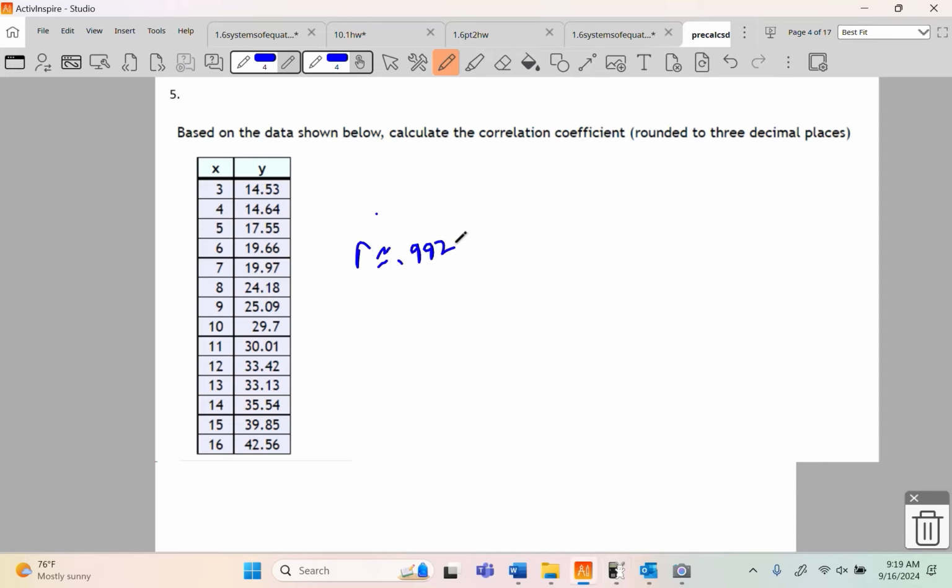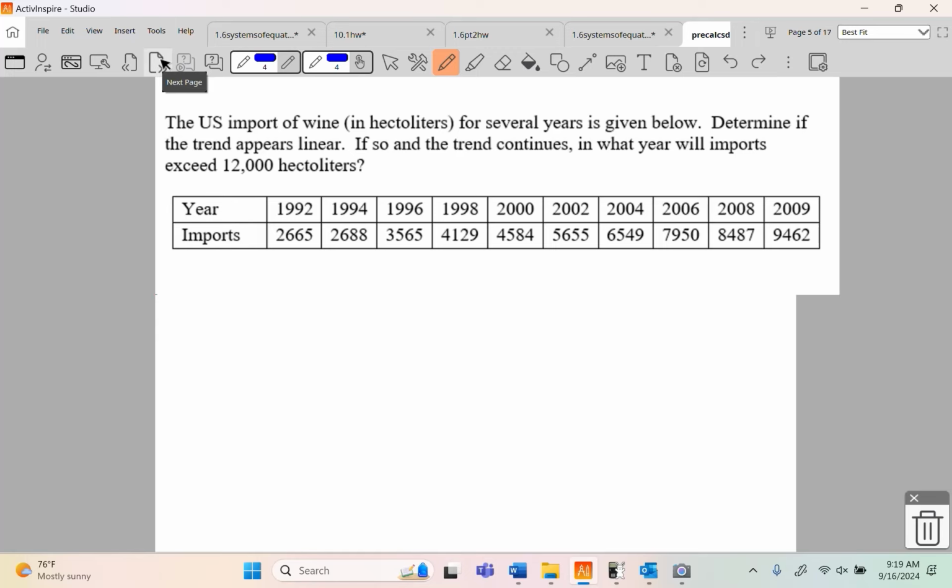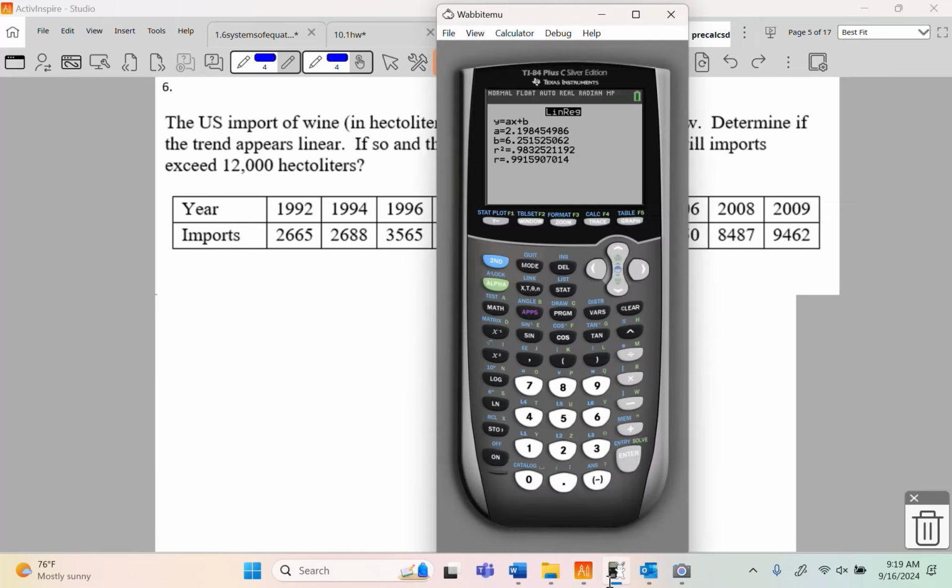All right. Let's see here. The U.S. imports of wine in hectoliters for several years are given below. Determine if the trend appears linear. If so, and the trend continues, when will imports exceed 12,000 hectoliters? You don't have to do this by hand. You really don't. It's up to you if you want, but you don't have to.